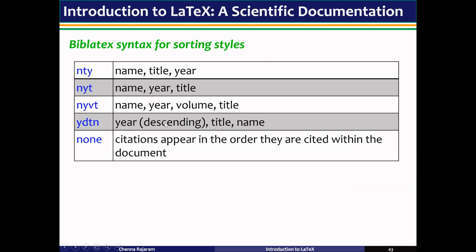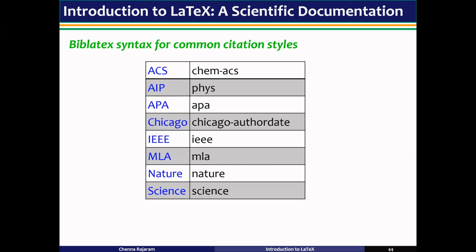YDTN, year in descending order, title, name. None: citations appear in the order they are cited within the document itself. So these are the various common citation styles. ACS means ACS. AIP means related to physics. APA, Chicago, and various formats like IEEE.